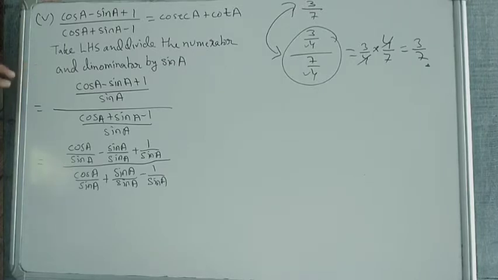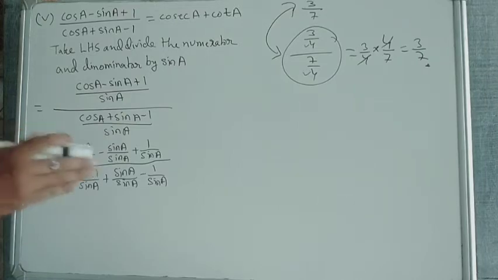So what we did, just look once. First we divided both of them by sin A. Then cos A by sin A, sin A by sin A, and 1 by sin A. Same way, cos A by sin A, sin A by sin A, and 1 by sin A. All of them I have split by sin A.